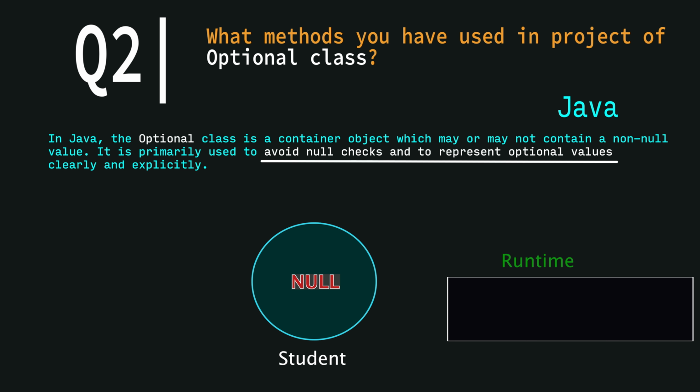So let's take an example of a class called Student, which is a null object itself at runtime. But we don't know what actually came from the DB.